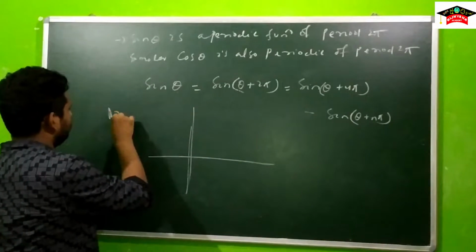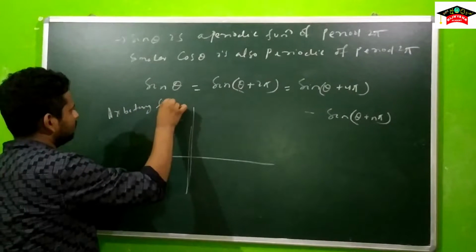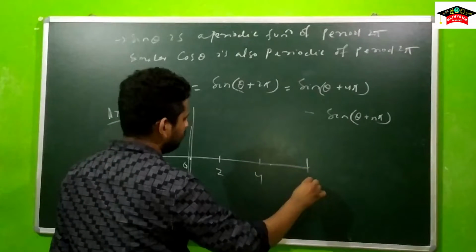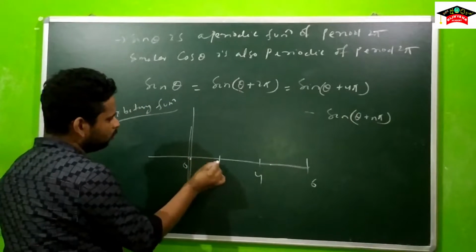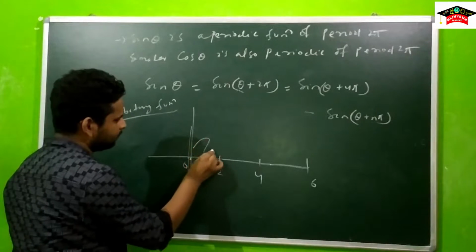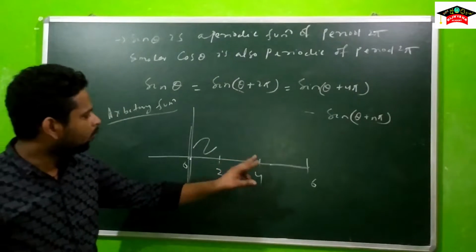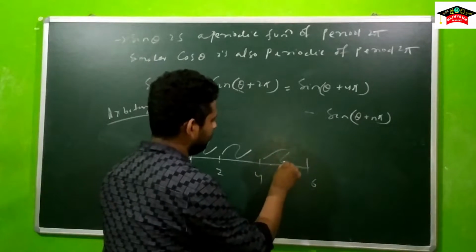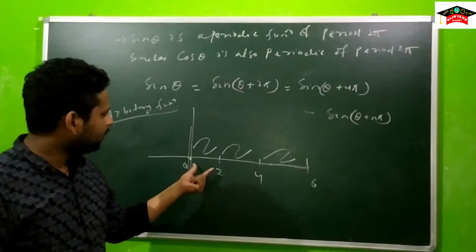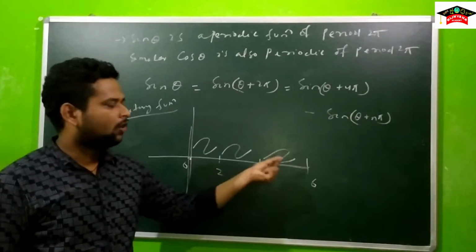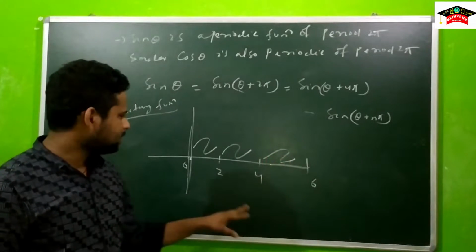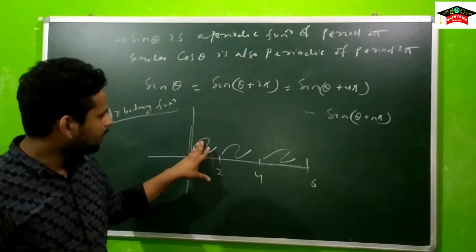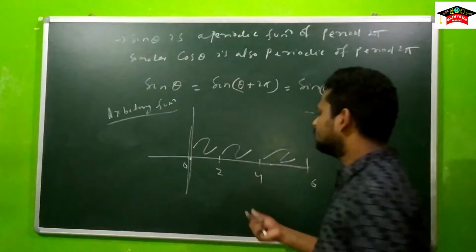This is an arbitrary function. We have not defined it. Let this be 0, this 2, this 4, this 6. Let from 0 to 2 the function have a value like this, and from 2 to 4 it also has a value like this. From 4 to 6 also a value like this. So in every interval of 2 it gives a similar type of graph. That means in the first interval it is like this, in the second interval it is like the previous graph, and in the third interval it is also like the two previous graphs.